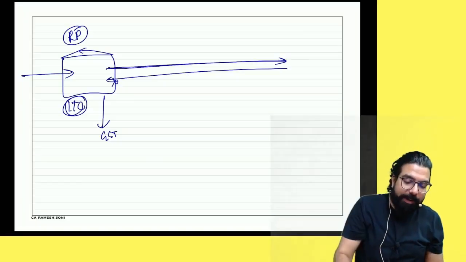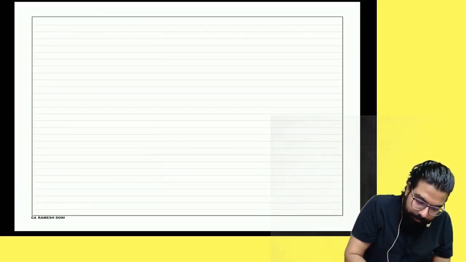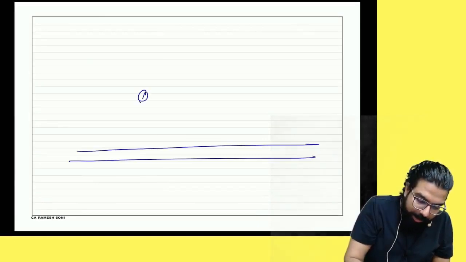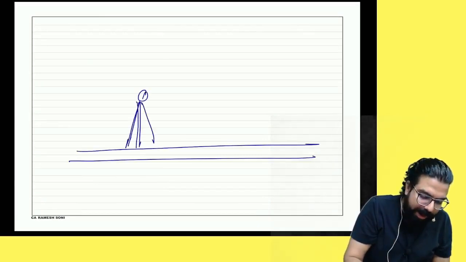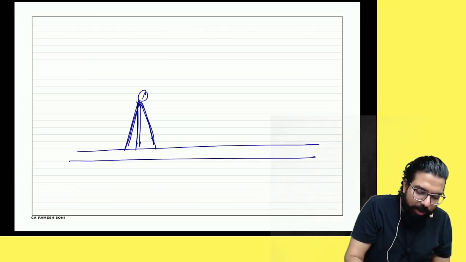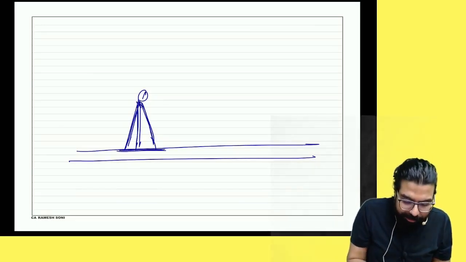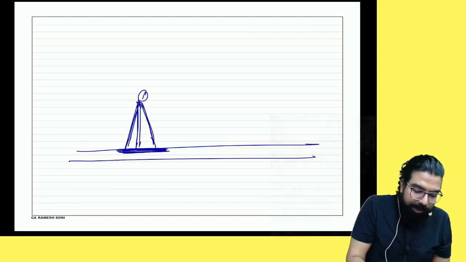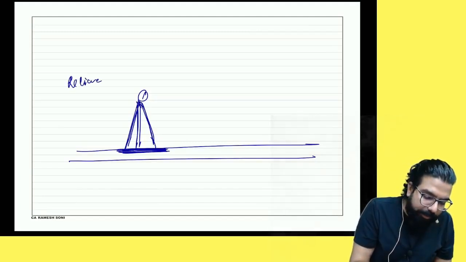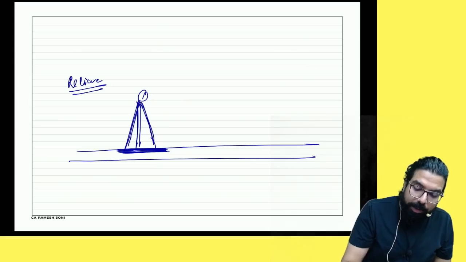For an example, I'll tell you. Land, what is this, everyone? Tell no. Telecom tower is there. Telecom tower is attached to the land. This is Reliance, Reliance's tower. This is Airtel.